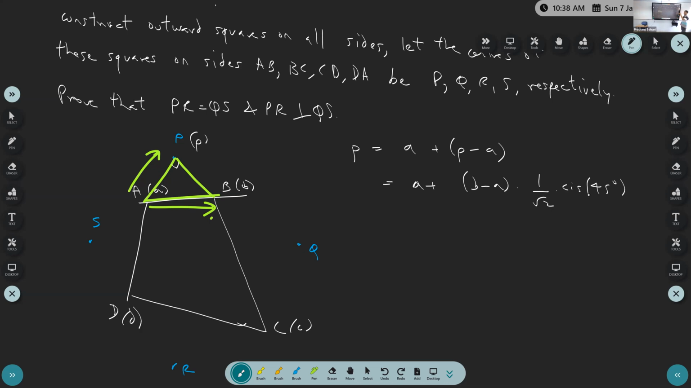Like every time writing this symbol again and again can become tiresome. So I can simplify, because this constant will keep appearing again and again. So I can call this alpha temporarily, because the same alpha is going to occur on all the four sides. Right. So if I just call this alpha, then my point P is A plus B minus A times alpha.